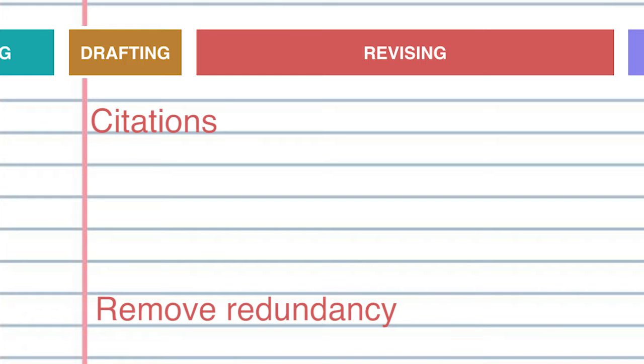Repetition does not improve your writing project. It takes away from the clarity and the conciseness of writing. So really looking for, did I already say this?